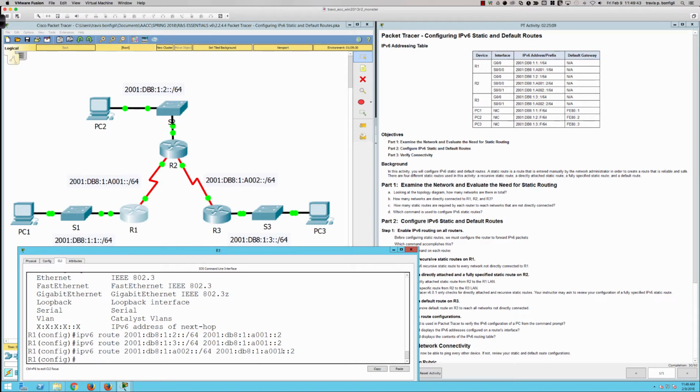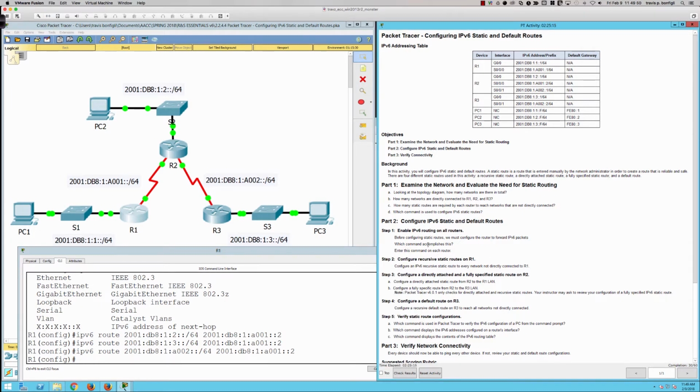All right, so we should look over here to the lower right and see that we have 30 out of 60 points, which we do. So configure a recursive static route for every network not directly connected to router 1. We did that and everything looks great. Now we're going to configure a directly attached and fully specified static route on router 2. So configure a directly attached route from router 2 to the R1 LAN.